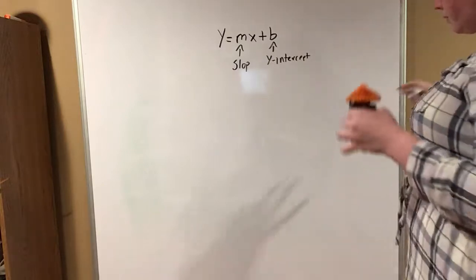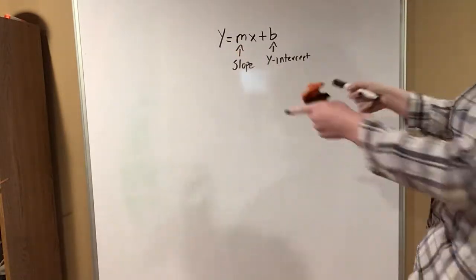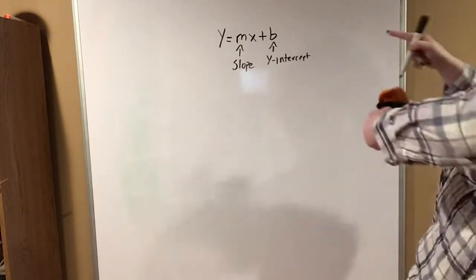Y-intercept. That is not how you spell slope. Slope. Not the other. The brain did not want to break that.